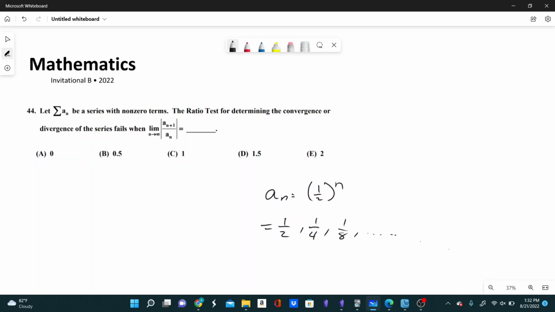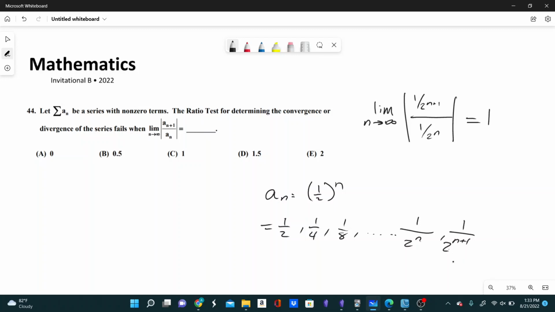So eventually these numbers are going to get really, really small, and so at the very end, and like I said, not really an end, but just an n that we're deciding, it's going to be 1 over 2 to the n, and then 1 over 2 to the n plus 1. So what the ratio test says is that if you take the limit as n approaches infinity of the absolute value of a sub n plus 1, so in this case 1 over 2 to the n plus 1, over a sub n, or in this case 1 over 2 to the n, and this value is equal to 1, then we don't know what happens. We have to use some other kind of test.